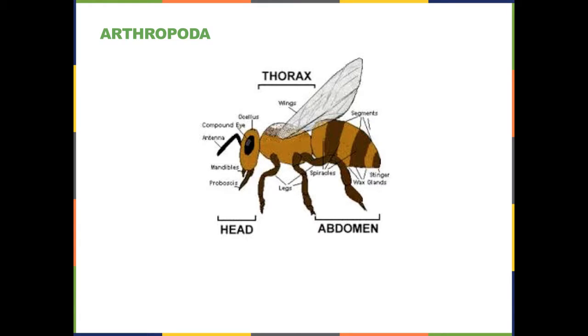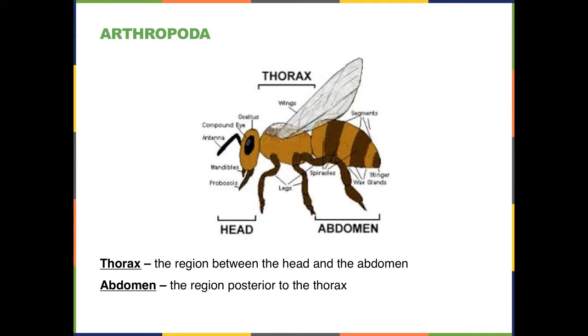Some other characteristics of arthropods include the following. The arthropod's body is divided up into either 3 or 2 segments. The segment that's found between the head segment and the abdomen segment is called the thorax. The abdomen is the most posterior aspect, and on this diagram, this is the abdomen of this insect. This is the thorax, and then this will be the head.